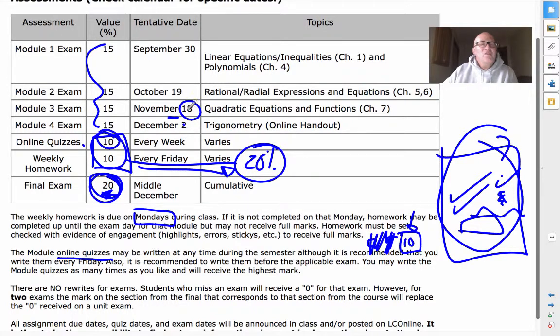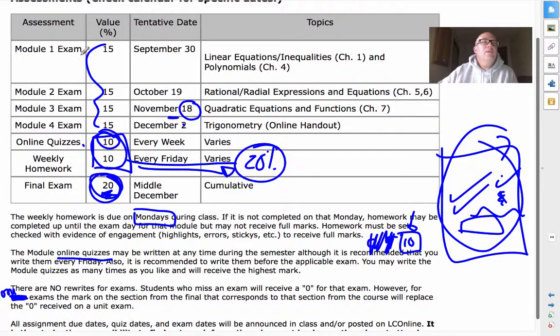So if you miss it, you're sick, something else happens, I don't care what the reason is, you get a 0 on that exam. Now, you will get a 0 on the exam, but here I've got written 2. I think I'm changing that to 1. I'll change the course outline. That'll be 1. For one exam, I will replace whatever you get on that corresponding section on the final. I'll replace your mark that you missed.